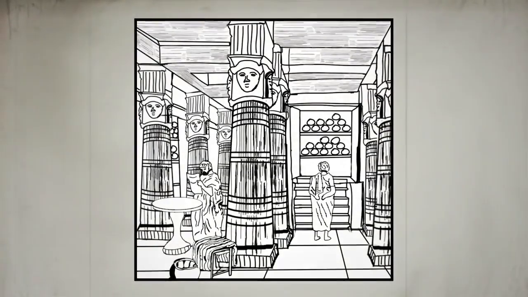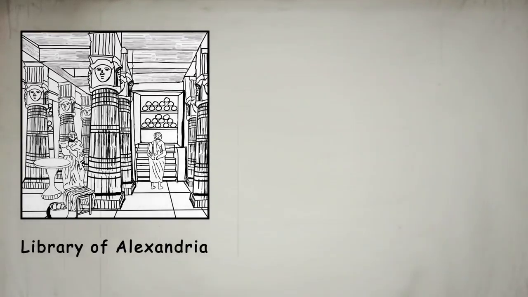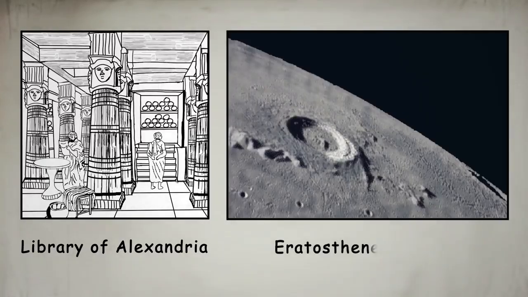He was a rather accomplished person who went on to become the chief librarian at the Library of Alexandria, and in fact even has a lunar crater named after him.